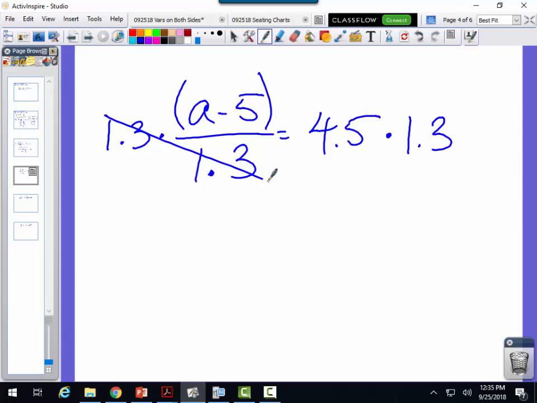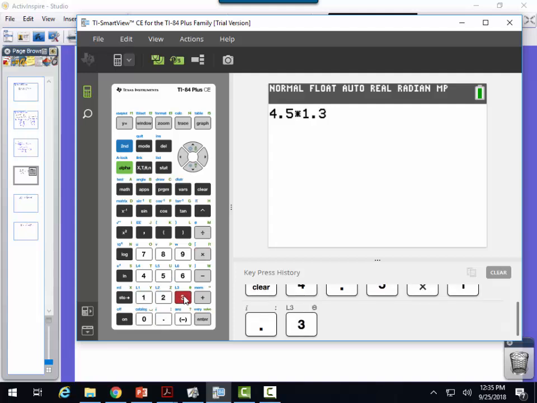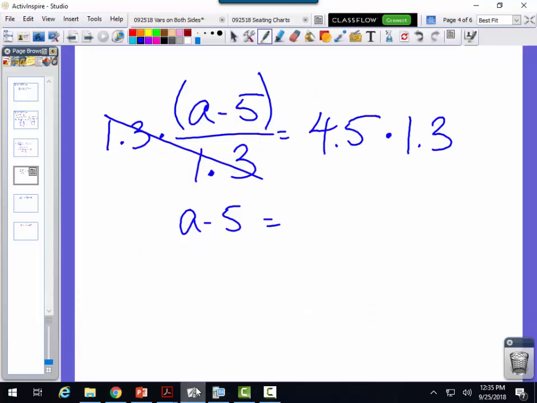So on this side, these divide out, and I'm left with a minus 5 is equal to. Now at this point, you get your calculator, and you type in 4.5 times 1.3, hit enter, and you get 5.85 for your answer. So 5.85. Now I need to get rid of the minus 5.